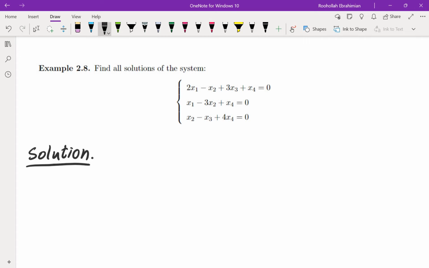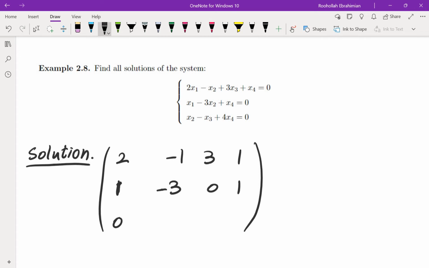If you look at this system of equations, you have 4 variables, x1, x2, x3, and x4, but you only have 3 equations. In that case, there would always be a non-trivial solution. Why is that so? The reason is, if we create the augmented matrix 2, -1, 3, 1, 1, -3, 0, 1, 0, 0, 1, -1, 4. And okay, if you notice, I didn't put the last column. I will put the last column, but it's actually not necessary to put the last column.